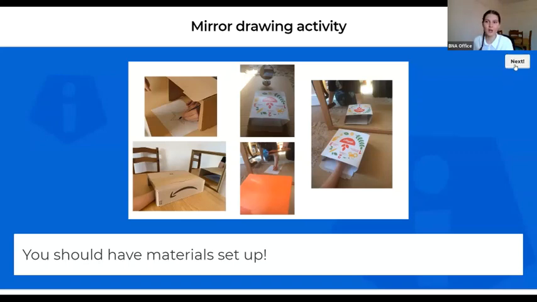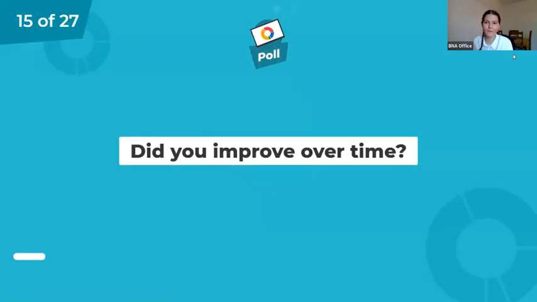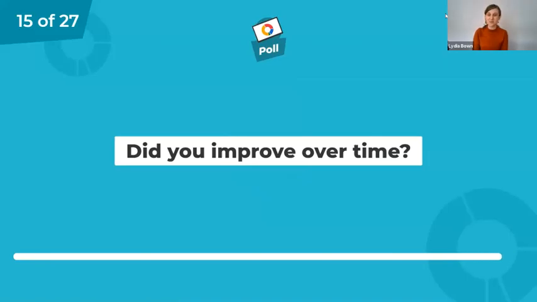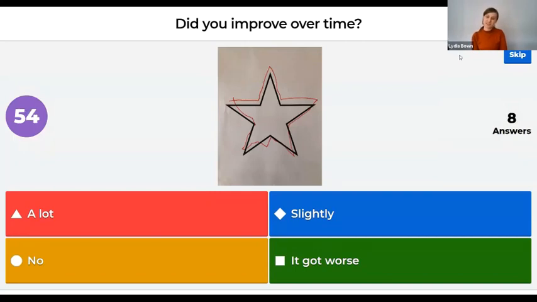So I hope you've all had a go at that. We've got a poll for you. The question here is just, did you improve over time? It would just be interesting to see. So in red, you improved a lot. Blue, improved slightly. Yellow, no. Or green, it got worse. Hopefully no one got worse. But if you did, don't worry.